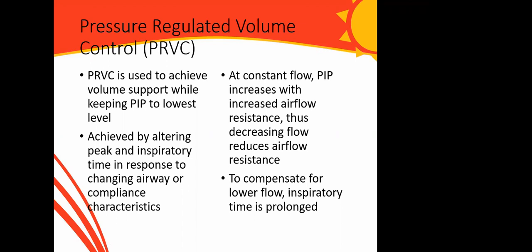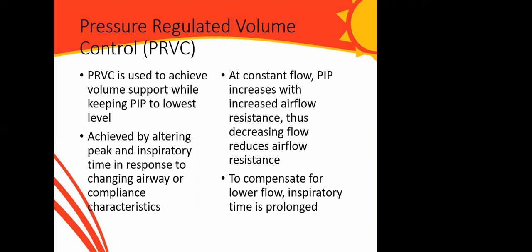Sometimes your patient's airway characteristics vary. For instance, they could have accumulation of secretions. You could have all sorts of things that could cause some variation in airway compliance. Maybe the patient develops ventilator associated pneumonia in the course of being ventilated. So what pressure regulated volume control does is that it helps you to alter your peak and inspiratory time so that you don't have excessive peak inspiratory pressure.